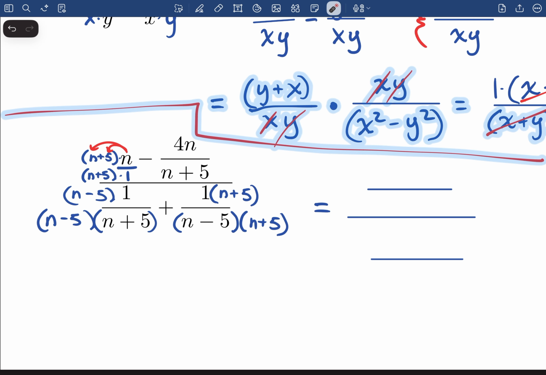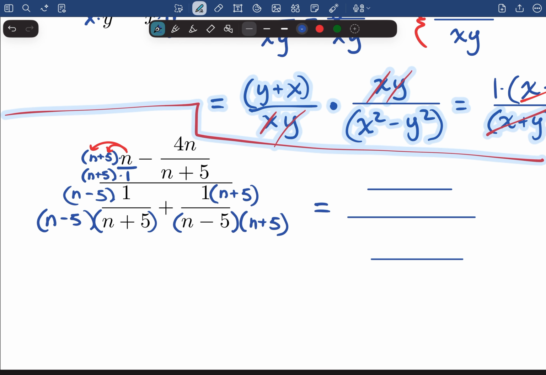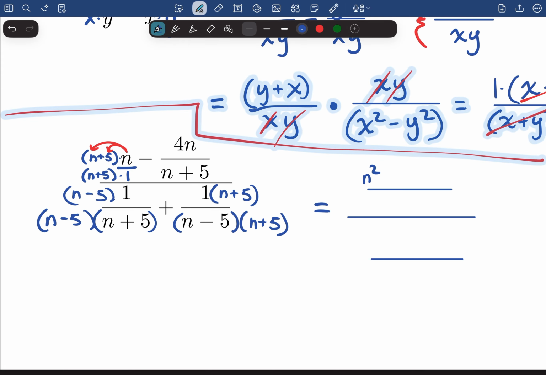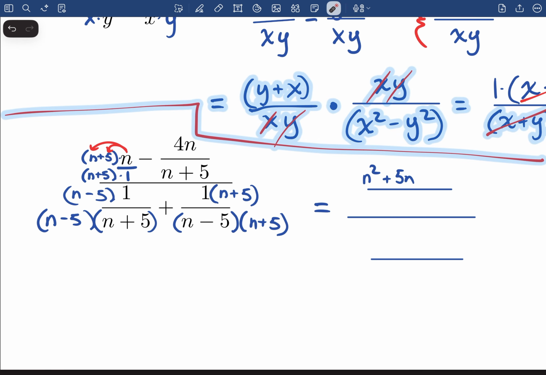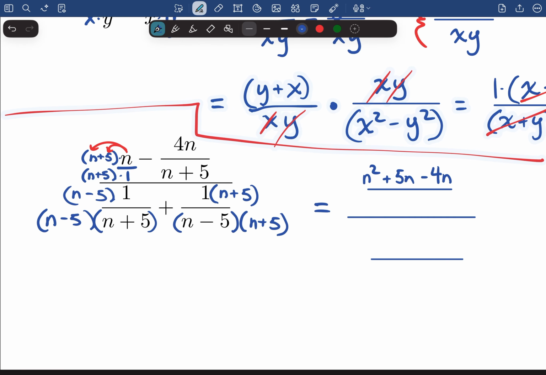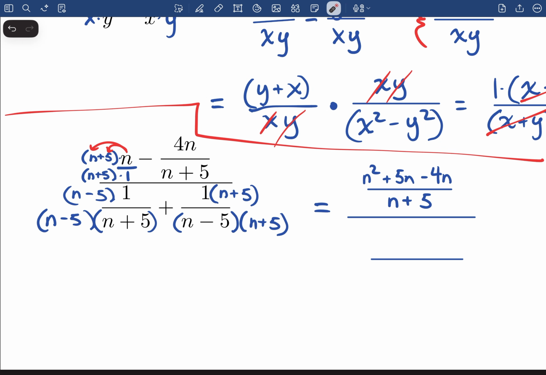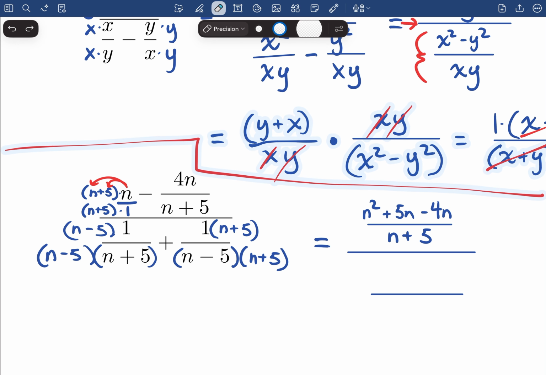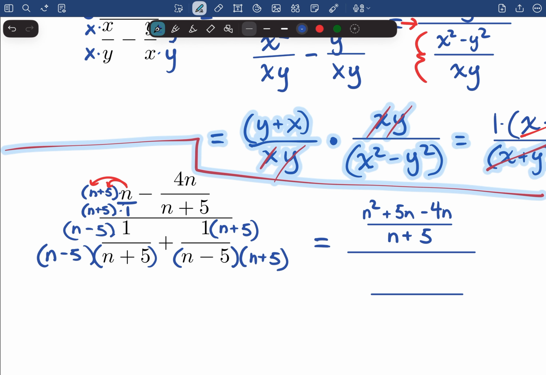And, well, let's see, n times n is n squared, right? N times n gives me n squared. And then I have n times 5, that gives me a positive 5n. Okay, and then I've got this minus sign, and I'm subtracting off 4n, like that. And the common denominator of this all is n plus 5. That's the common denominator between these two fractions, n plus 5. Okay, so we've combined the two fractions of the numerator into a single fraction now.